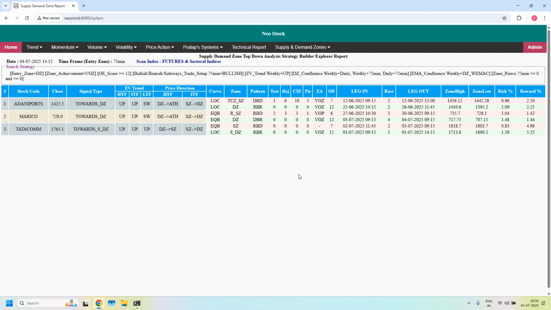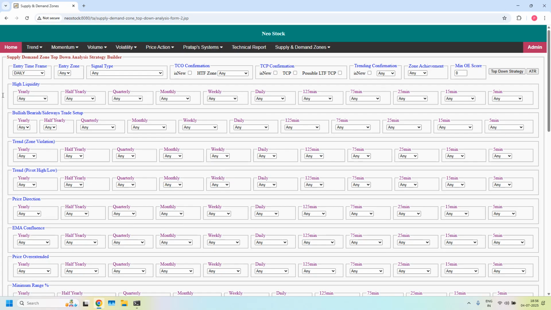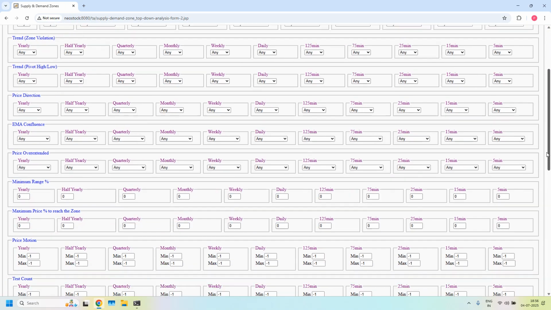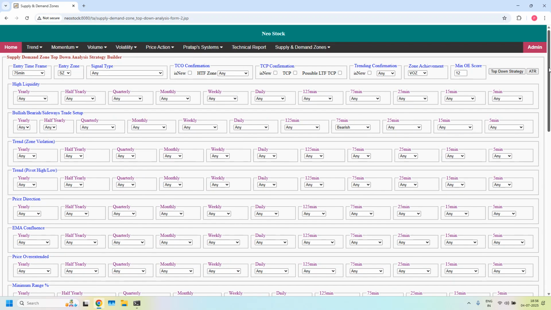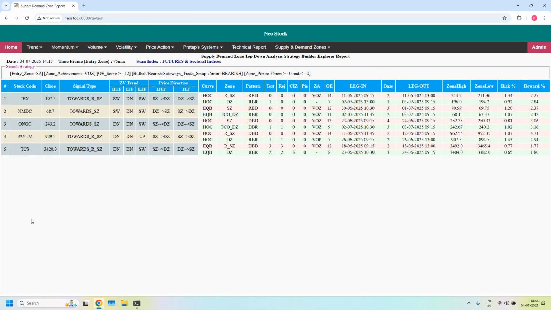Next, let us look into bearish trade setup for weekly income trade. So entry time frame is 75 minutes, entry zone, supply zone. Here bullish, bearish at 75 minutes. I am selecting bearish. Zone achievement, violated opposing zone. Minimum order enhancer score 12. And also 75 minute supply zone should not be pierced. So in the pierced count at 75 minutes time frame, minimum value 0, maximum value 0. With these filters, we got 5 stocks.